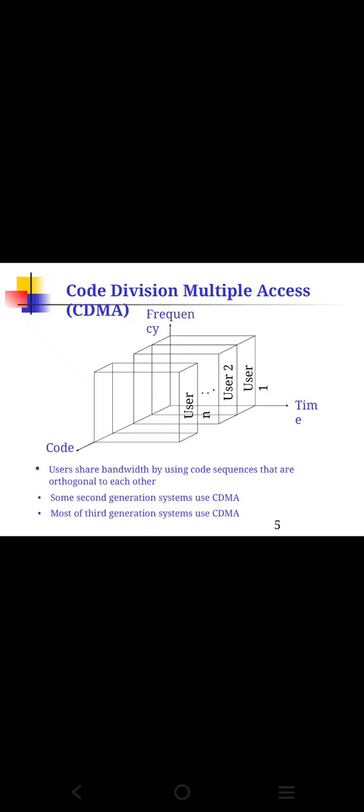Next, code division multiple access. This technique is an example of multiple access where several transmitters use a single channel to send information simultaneously. Users can share the bandwidth by code sequences. In some second generation systems we also used CDMA, and most third generation systems use CDMA.